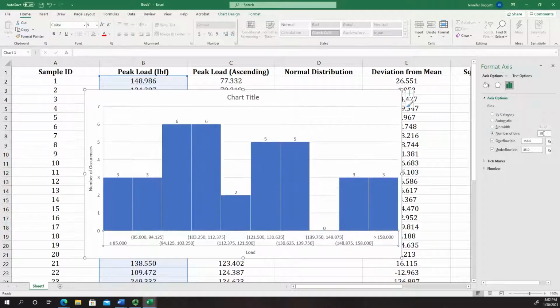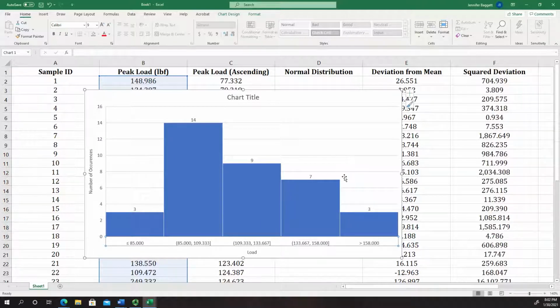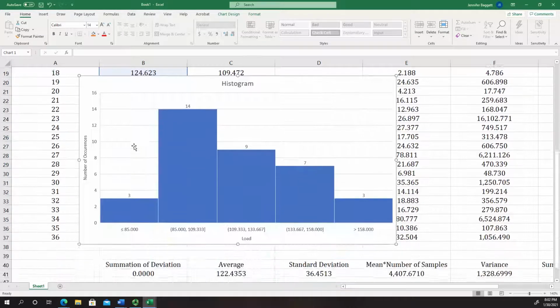Or you can change the number of bins to, say, 5. So then you'd get 5 columns. So you can change the representation of this. And I kind of like the 5 bin, so we'll just leave that how it is. You can also label this as histogram. So if you choose to do the histogram graph, then you can turn that in, and that'll be your histogram graph, and you're done.